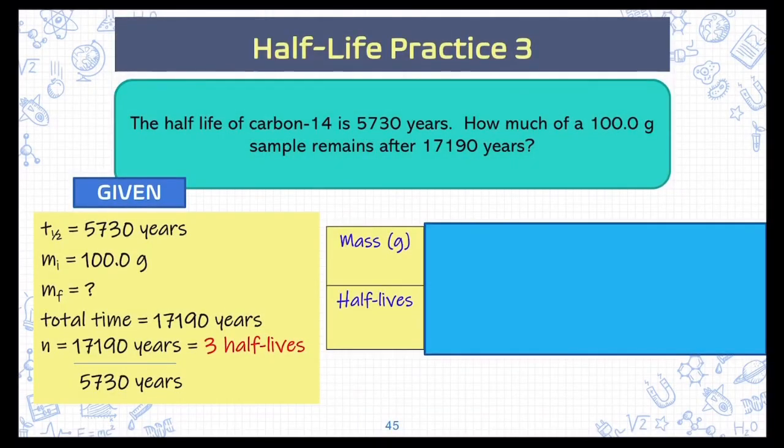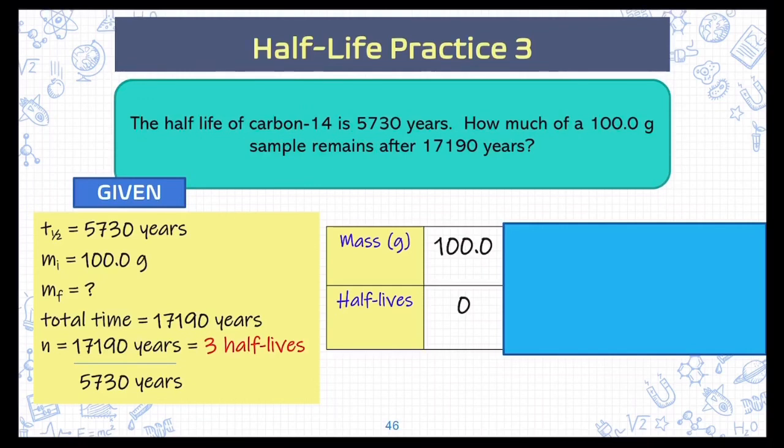We'll start with setting up 2 horizontal rows. If you prefer vertical columns, you can arrange your data into columns. Remember to label your mass as grams, if that's the given value. And then half-lives will be the title of the second row. At half-life 0, we always start at 0 half-lives, just like on the graph. So at 0 half-lives, we have our original mass, 100 grams. We're going to show that in our table.